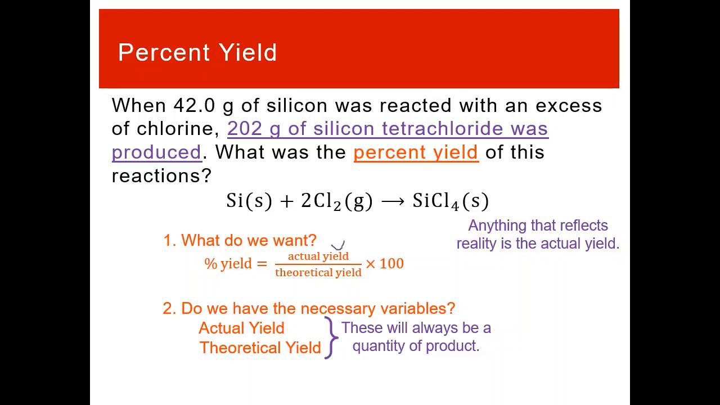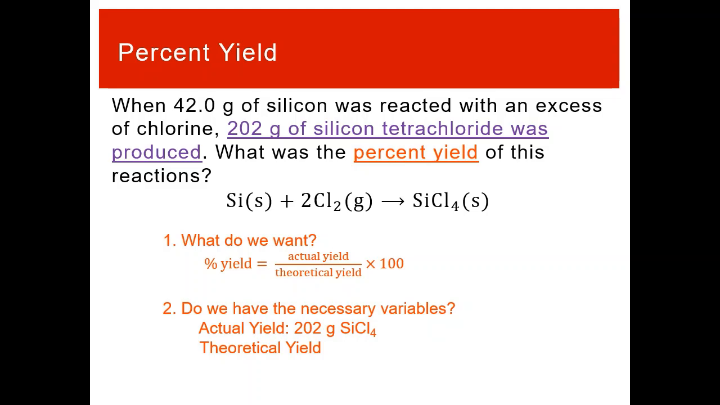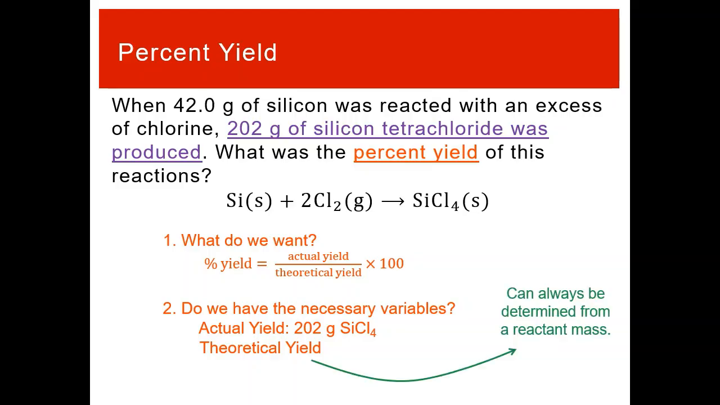Well, what about the theoretical yield? In this case, there's no other mass of silicon tetrachloride. We're given a mass of silicon, but we can figure out the theoretical yield. It's in theory. You are never going to do an experiment and measure the theoretical yield. You're always going to have to figure it out in theory. And it comes from stoichiometry. So this reactant mass that we're given is going to allow us to calculate the theoretical yield, the maximum amount of product we could get.